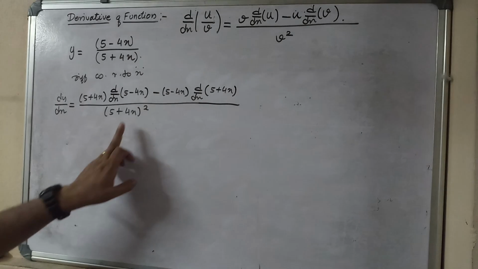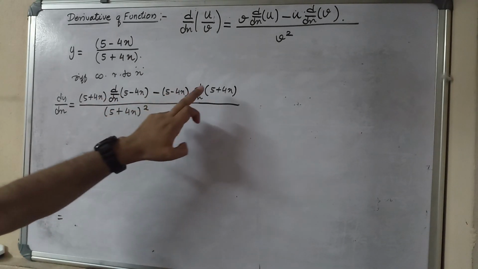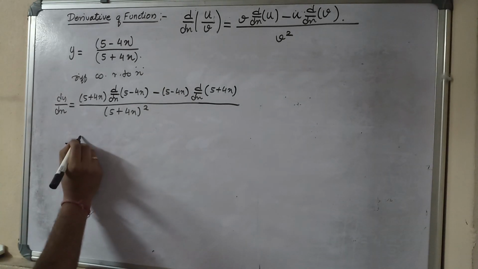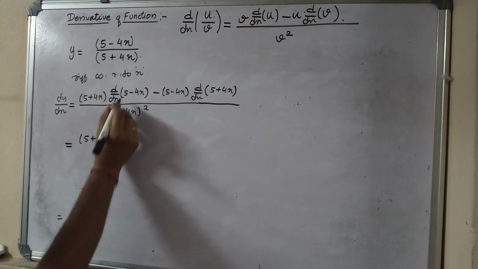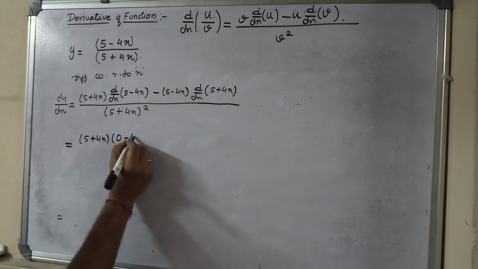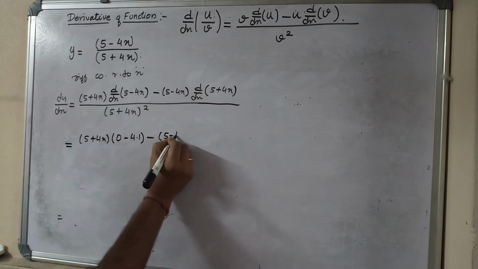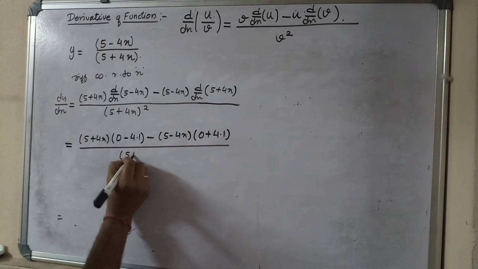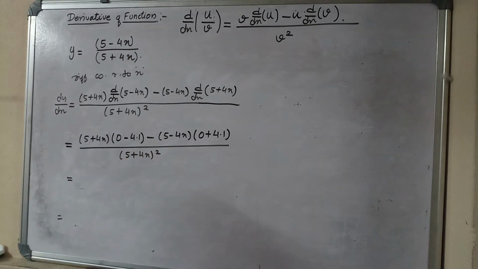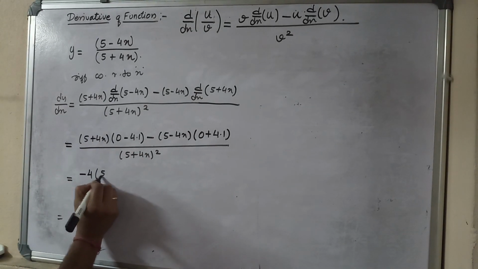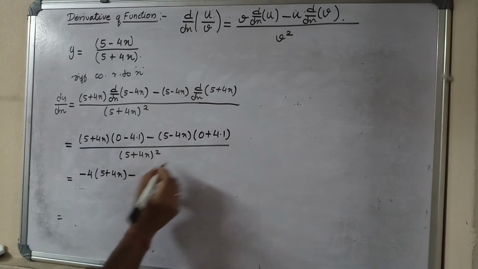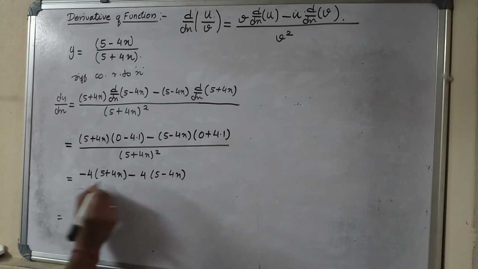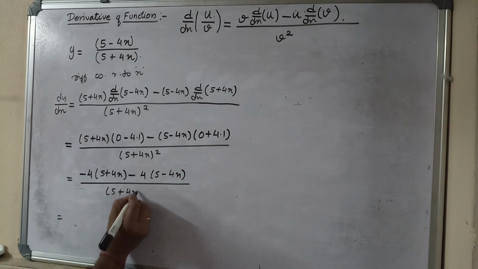What I did over here: v square, v dy/dx of u minus u dy/dx of v equals 5 plus 4x, derivative of 5 is 0 constant, 4 into x means 4 and the derivative of x is 1, minus 5 minus 4x, derivative of 5 is 0 plus 4 into 1, over 5 plus 4x square. Now multiply these two: it will be minus 4 into 5 plus 4x minus, this one will be 4 only, 4 into 5 minus 4x, divided by 5 plus 4x whole square.